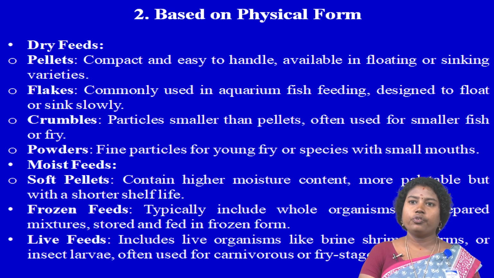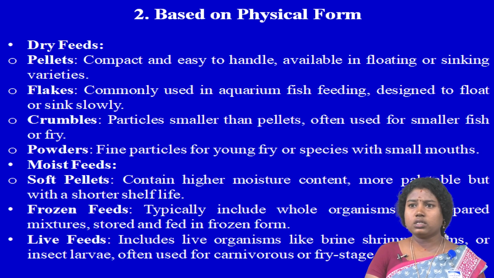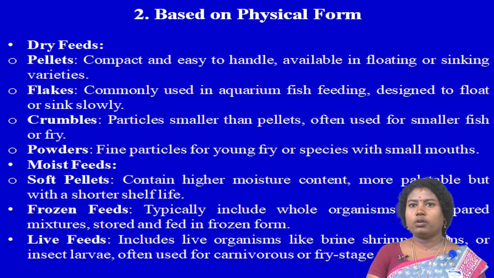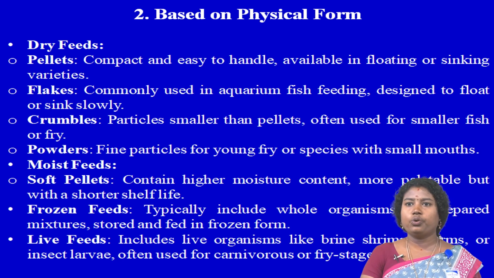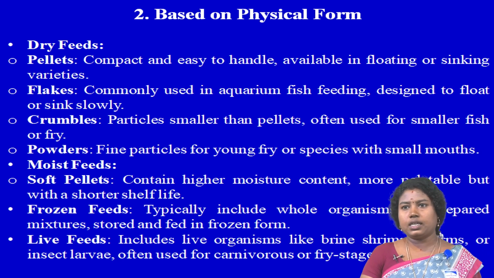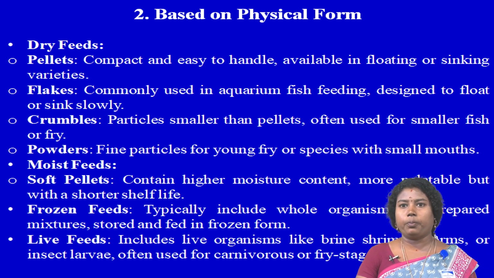Frozen feeds. Frozen feeds typically consist of whole organisms like shrimp, worms, or specially prepared mixes. These feeds are stored in frozen condition as shown in the first picture and thawed before feeding. They are often used for carnivorous fish that prefer natural prey.